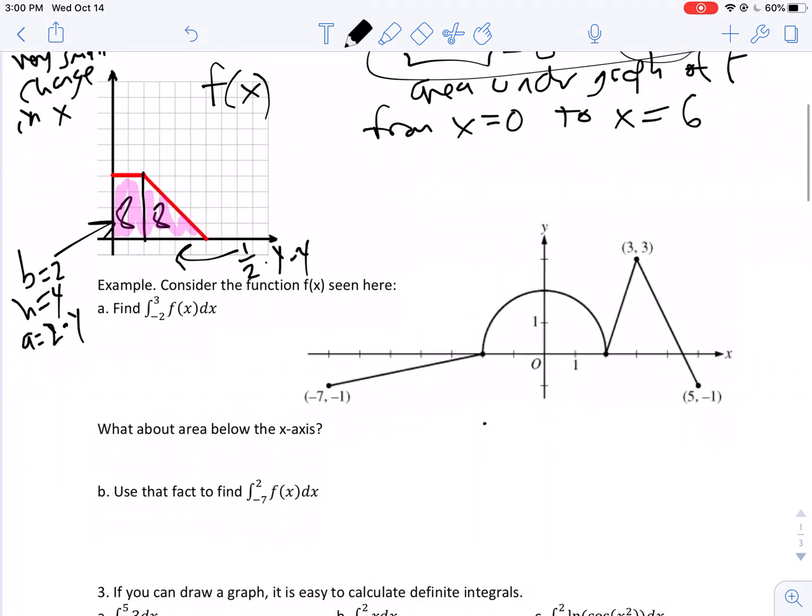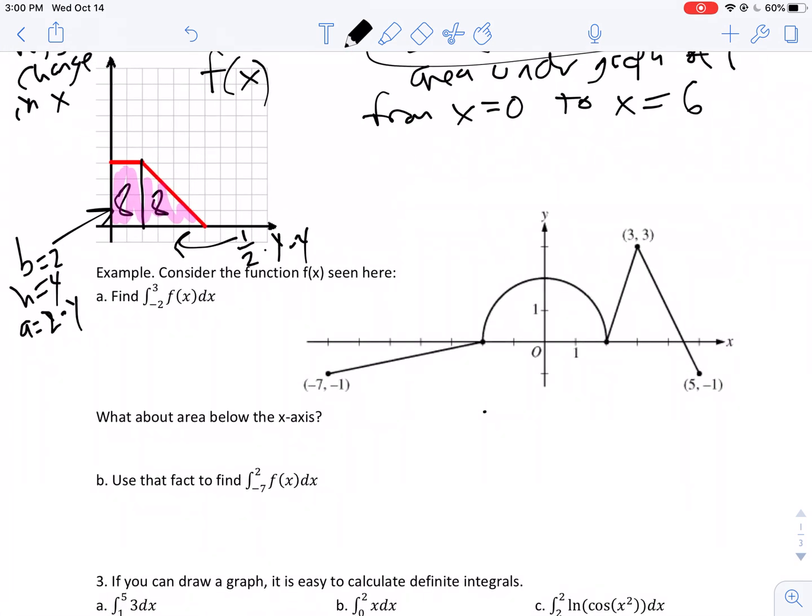Okay, so let's get to the next problem here. Given this graph of f, what if I asked you to find the integral from -2 to 3? So let's see, here's -2, and then here's 3. So I see two different bits. I have this triangle over here on the right side. That's going to be pretty easy, right? We see that triangle has a base of 1 and a height of 3. So that's going to be 3/2 for that little pink area in there.